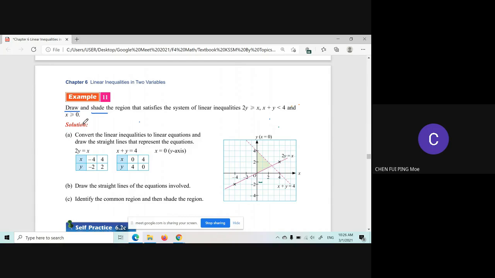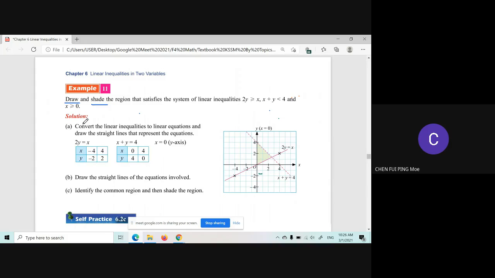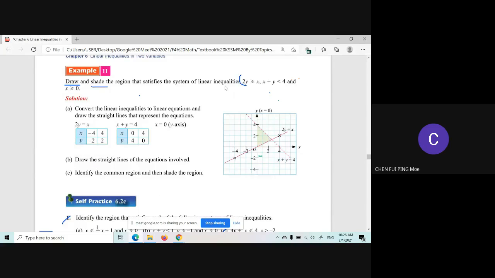So how do we draw the graph? Recall back. How many inequalities do you have? 1, 2, 3. So you have 3. You need to draw first. How to draw? You let this side become equal, right? So first, you have 2y equals x. Second, you have x plus y equals 4. The next one will be x equals 0. So draw the line first.